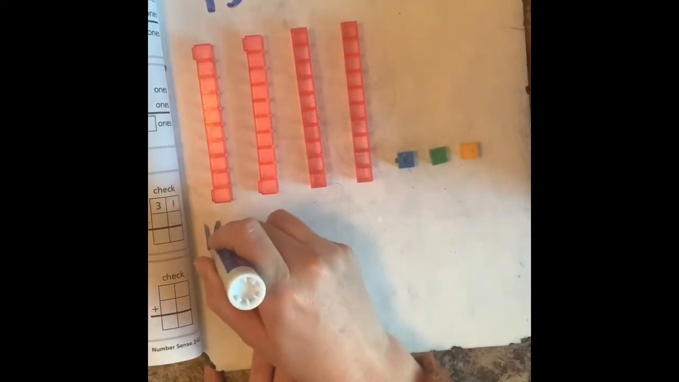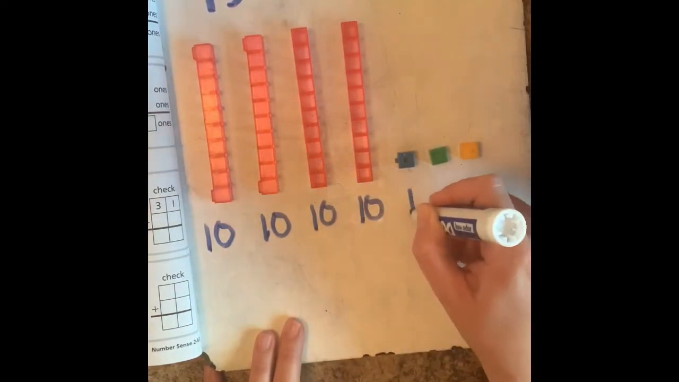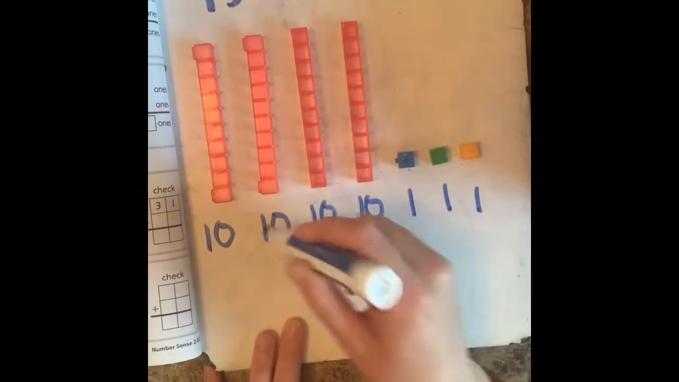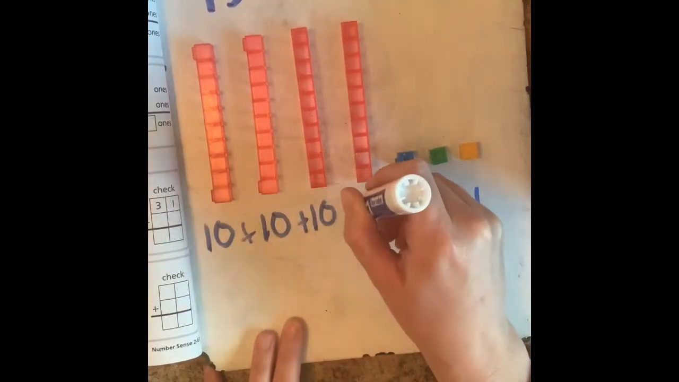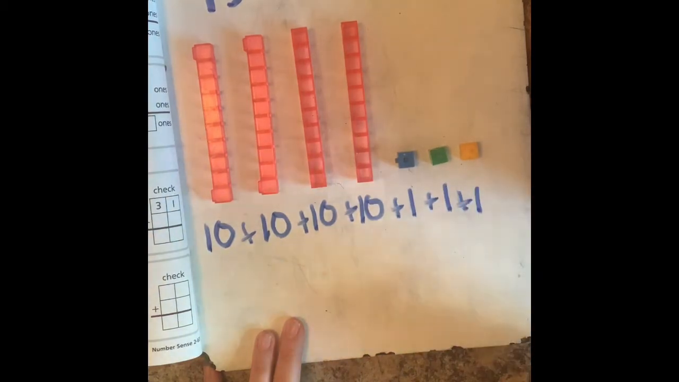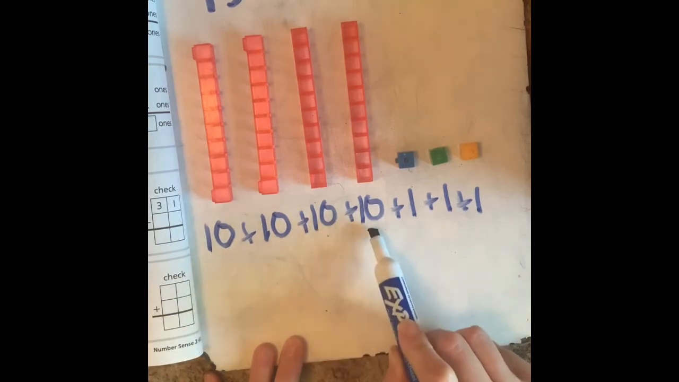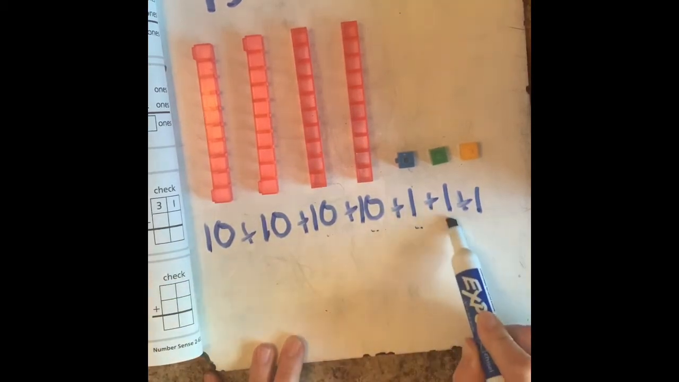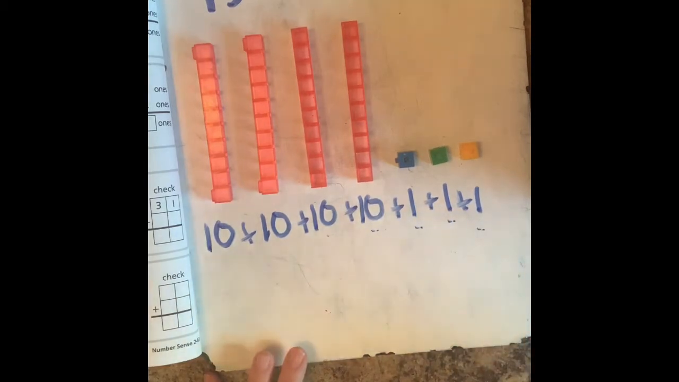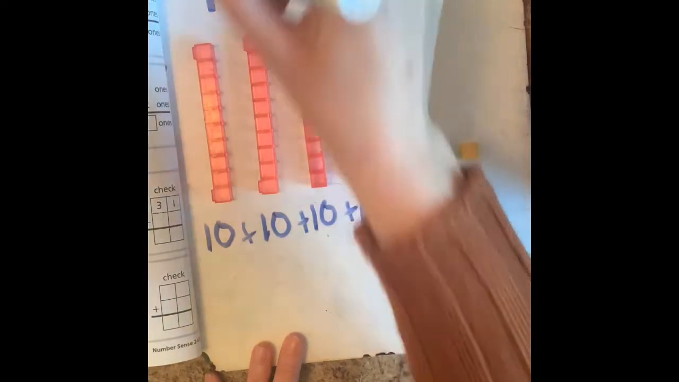So it's the same as 10, 10, 10, 10, 1, 1, 1. So it's the same as 10 plus 10 plus 10 plus 10 plus 1 plus 1 plus 1. If we count it, 10, 20, 30, 40, 41, 42, 43. Now, if we want to take away from that, we could take away 28.